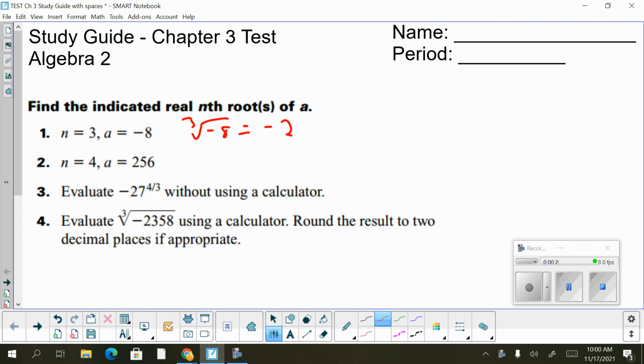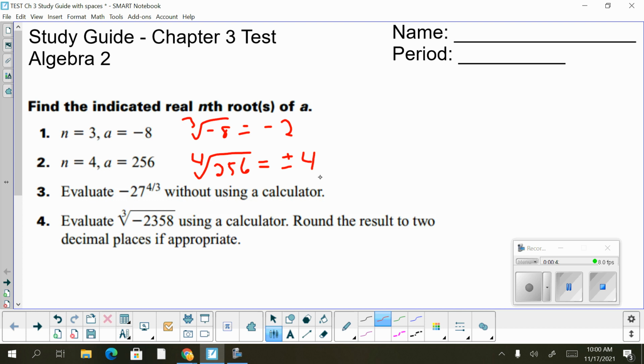For number 2, we're going to be doing the 4th root of 256. If you type that in your calculator, it's only going to tell you 4. So you have to be smart enough to realize a 4th root gives 2 answers, plus or minus 4.